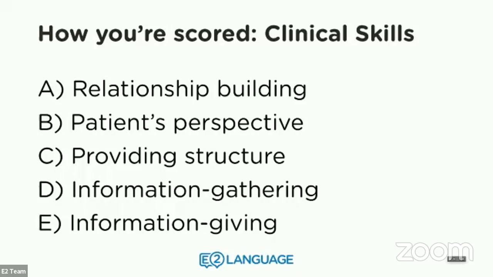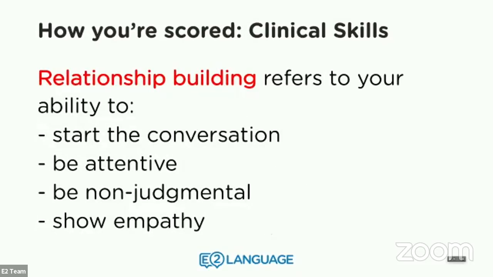Number B is incorporating and understanding the patient's perspective, providing structure, information gathering, and information giving. We're going to look at each of these one by one, and each of these have sub-criteria. Relationship building refers to your ability to start the conversation, be attentive during the conversation, be non-judgmental during the conversation, and your ability to show empathy.